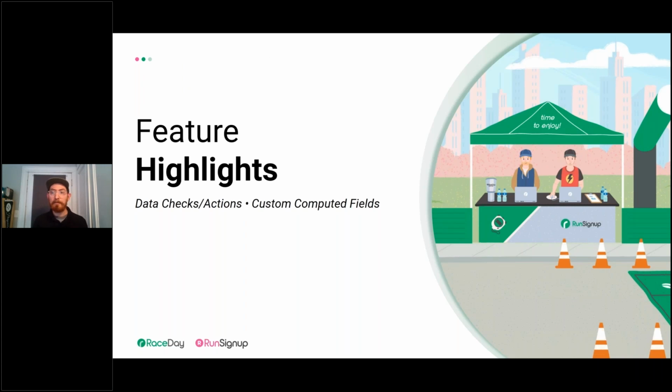Next, I'm going to go through some feature highlights. So we're going to go through a couple of ones that I think are really nice for users coming from RunScore. Some of the advanced features that I find a lot of RunScore users ask me about. We're going to talk about data checks and actions and custom computed fields.